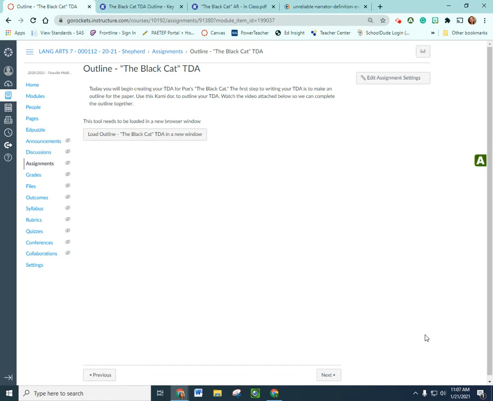The first step, before we begin any of the typing for the actual TDA itself, is making an outline or kind of a graphic organizer. This is something that we are going to do together. And let's go ahead and look at the instructions here.